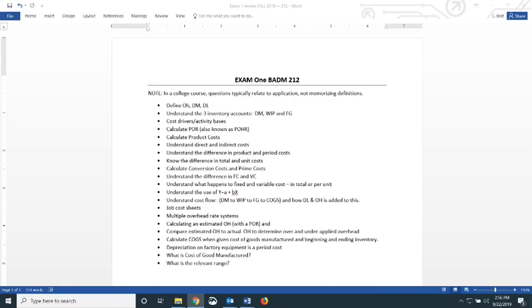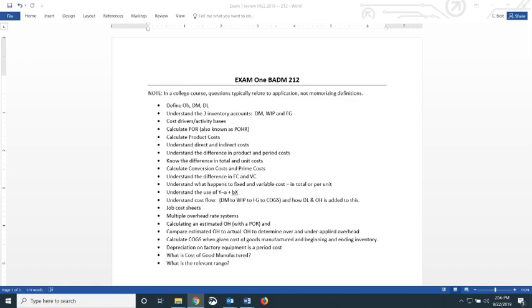So Exam 1 will contain information from chapters 1, 2, and 3. Chapter 1 is basically a strong overview of all of the definitions that are important for the text. And then chapters 2 and 3 go deeply into job costing. And job costs are the very first introduction that we have to the manufacturing environment and the way the accounting is done for manufacturing.